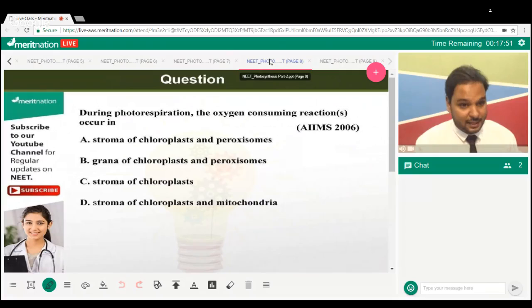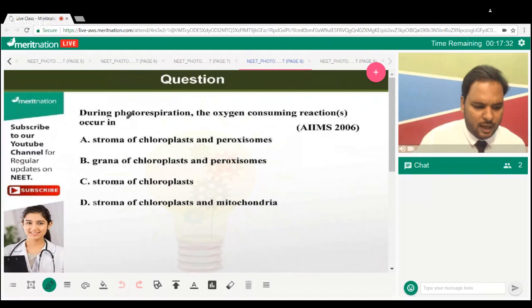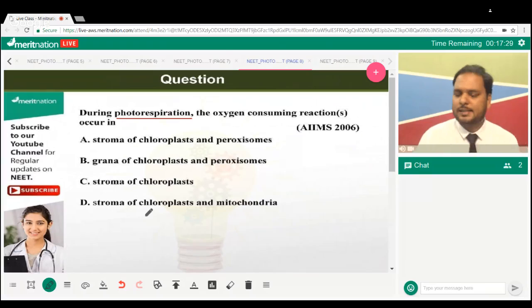So, people are saying C. That's interesting. Nice, everyone. Stroma of chloroplast. Now, first of all, everyone, let's change the question. Can you tell me what are the different cell organelles you require for photorespiration?